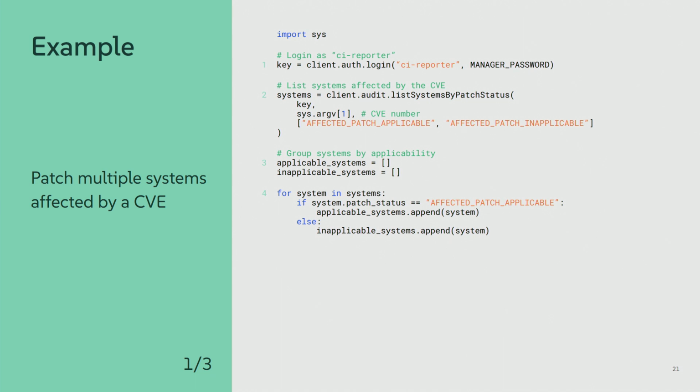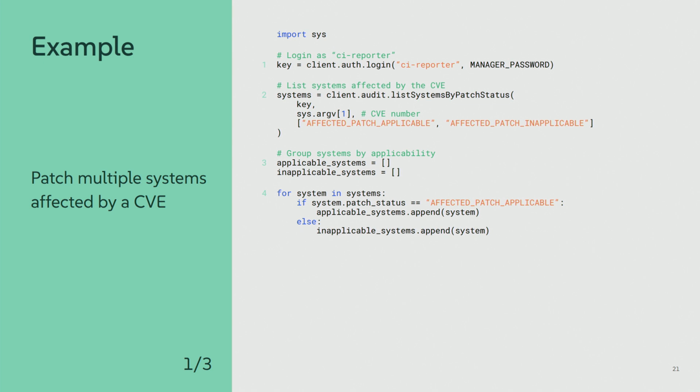This time I chose to get it from the system arguments, the first argument. So you can just run the script with the CVE number as an argument there. And yeah, so I get the systems as a list in the systems variable. And then at the third step, I'm preparing to group these into 2 different groups, applicable ones and inapplicable ones. And at the first step, I'm just doing exactly that. I'm going through the systems and checking the status of each one. If the patch is applicable, I put it into the applicable bucket. Otherwise, I put it to the inapplicable bucket.